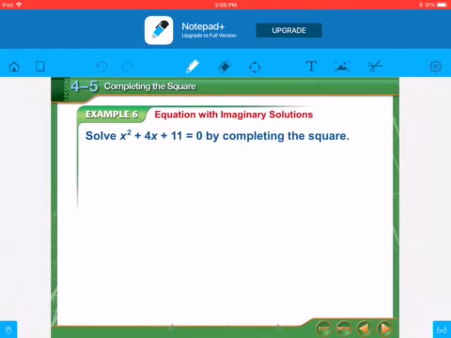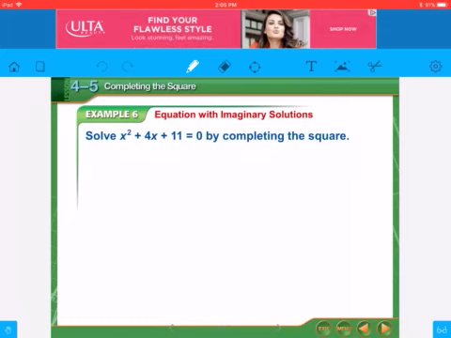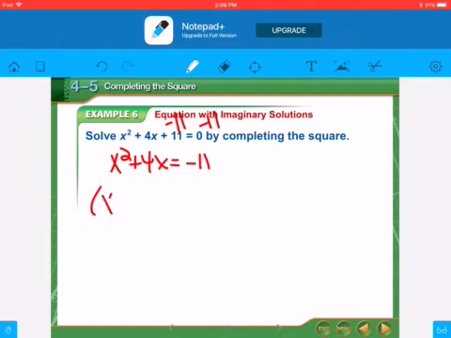All right, I have x squared plus 4x plus 11 equals 0. So let's move 11 over. So I have x squared plus 4x equals negative 11. And now I can set up my parentheses since a is 1. So parenthesis x, leave some space, close it, squared equals negative 11.